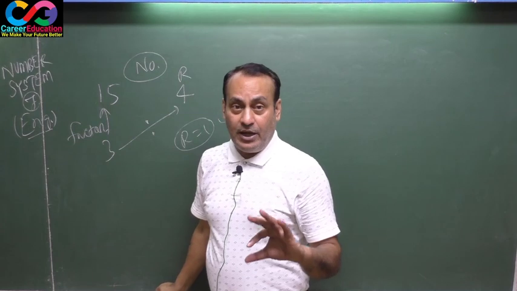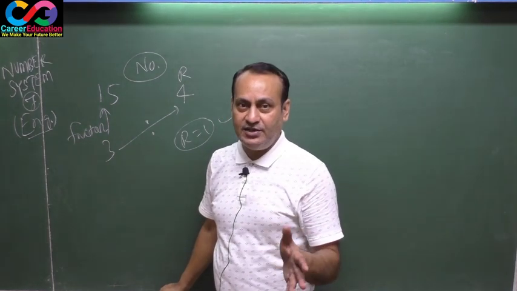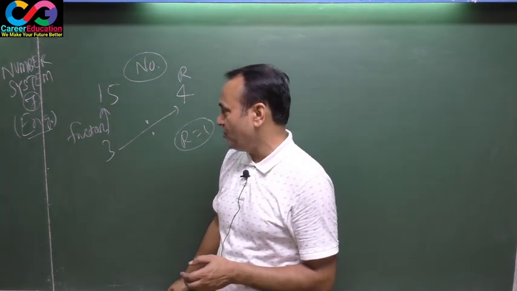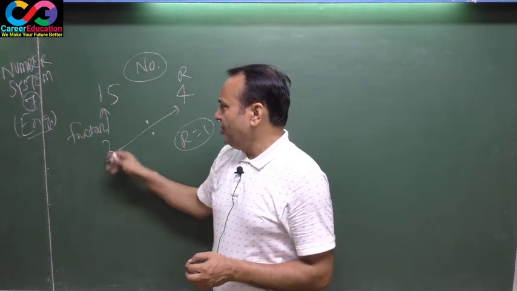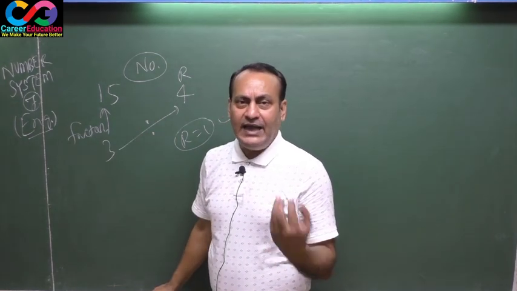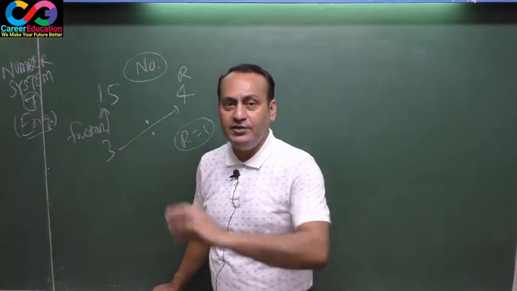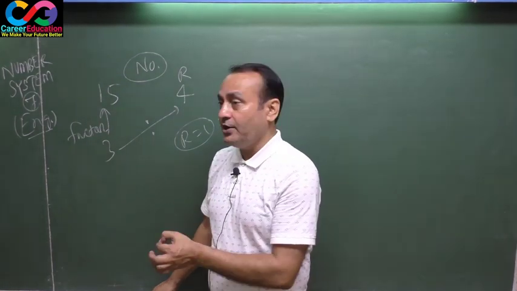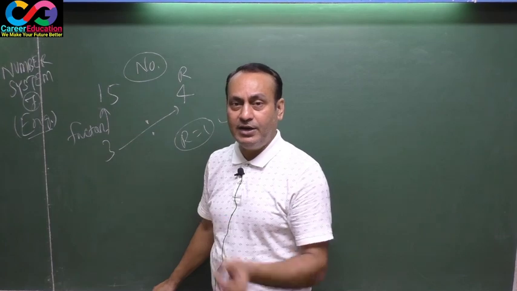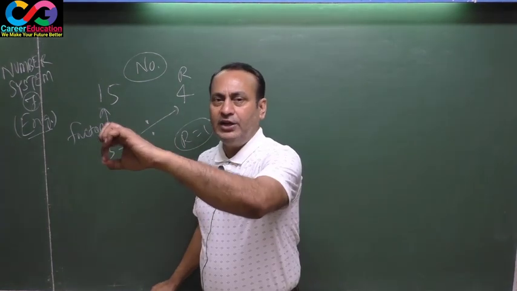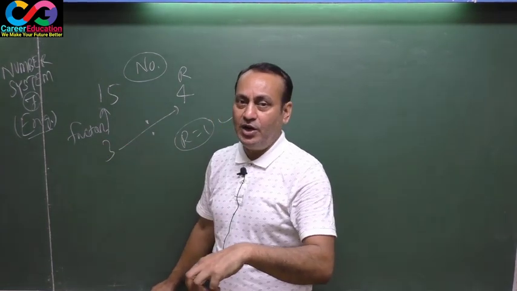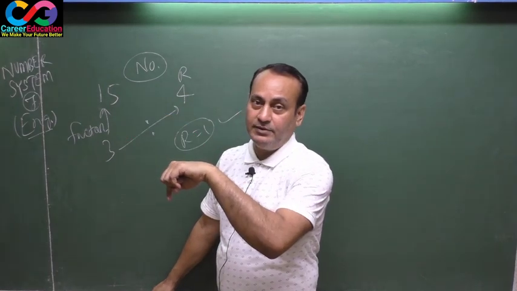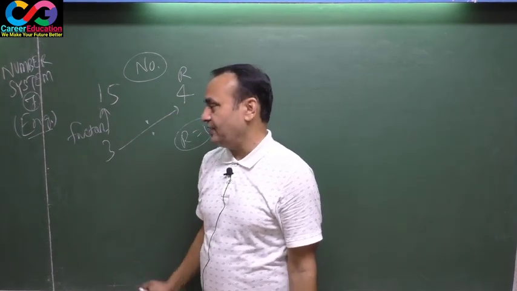You must have gone through factors as well in this lesson, in the previous classes. 3 is a factor of 15, as 3 divides 15 completely. That means 3 is a factor of 15. When a number completely divides another number, this number is called a factor of the other number.